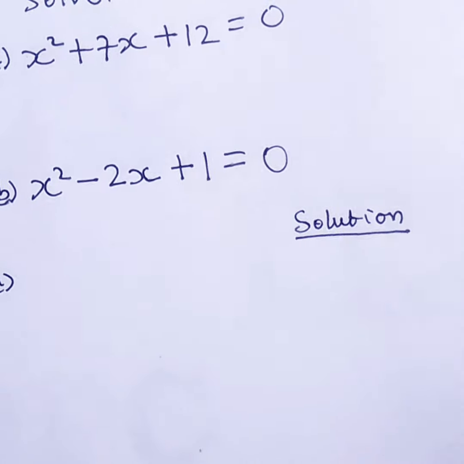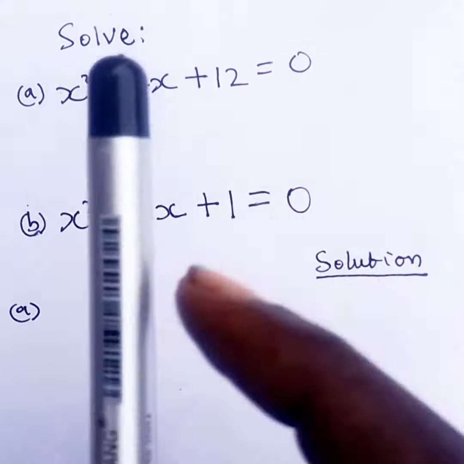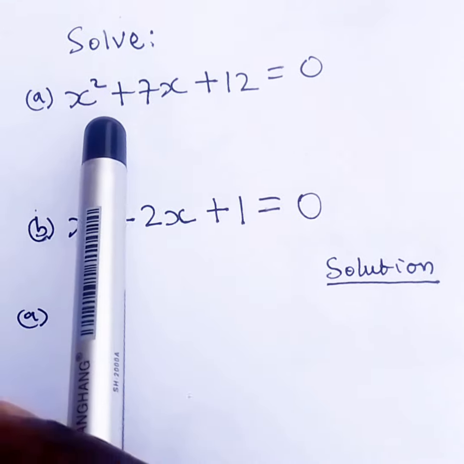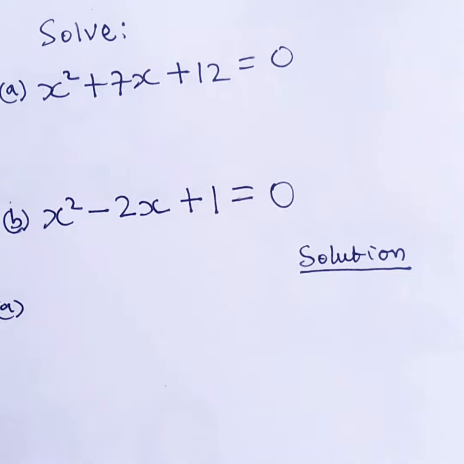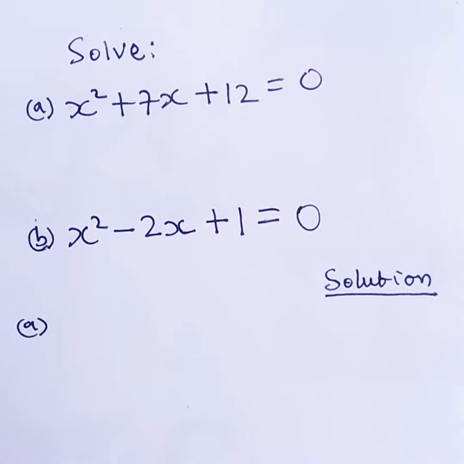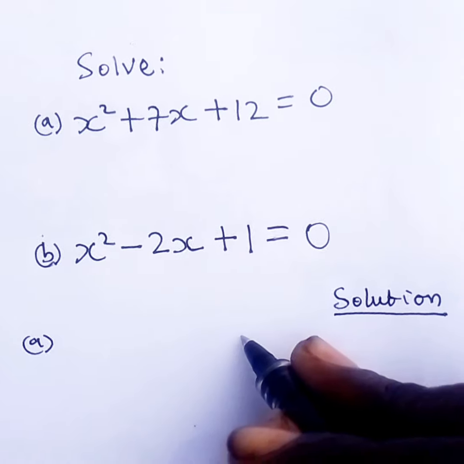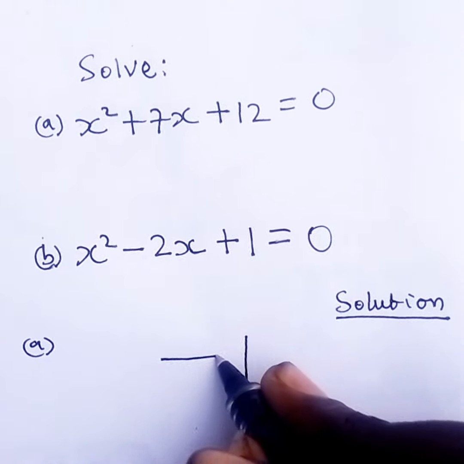us how to use a very short method to solve quadratic equations. So we start with this question: solve x squared plus 7x plus 12 equals 0. The first thing we're going to do is to draw a table. So let's just draw the table. We have the table here.